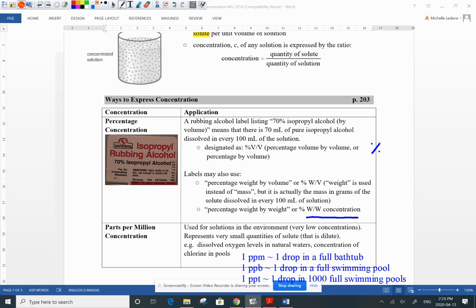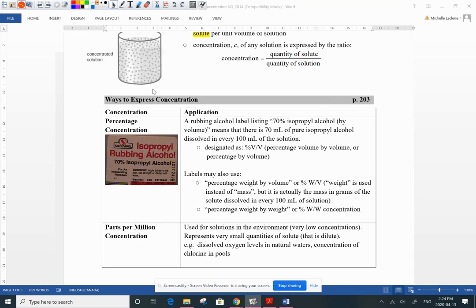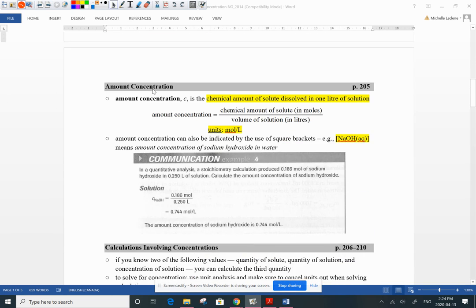Parts per million is another way that scientists can express a concentration. So 1 part per million is 1 drop of that substance in a full bathtub, 1 part per billion, 1 drop in a full swimming pool. 1 part per trillion is a drop in 1,000 full swimming pools. But that's not typically how scientists are going to express concentration.